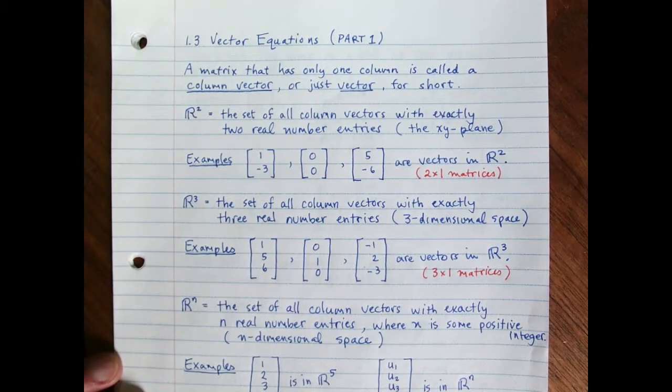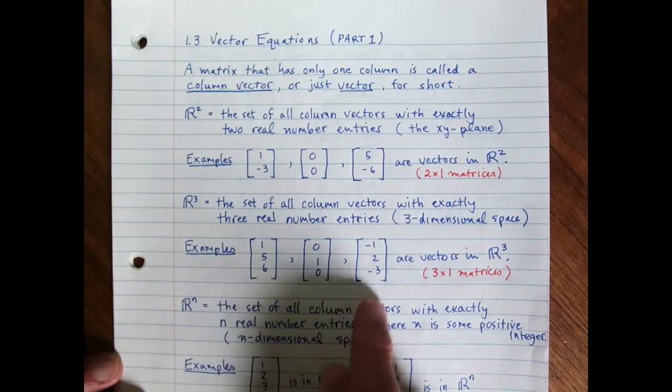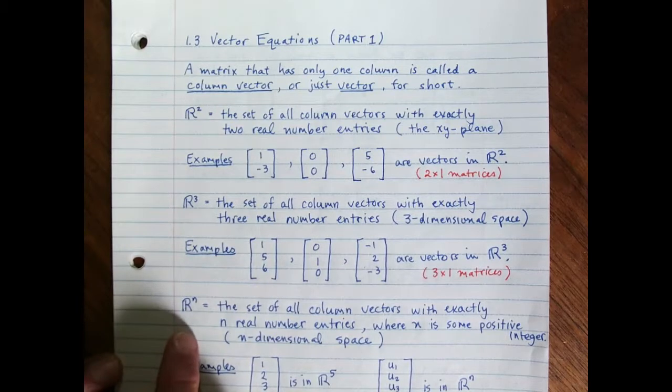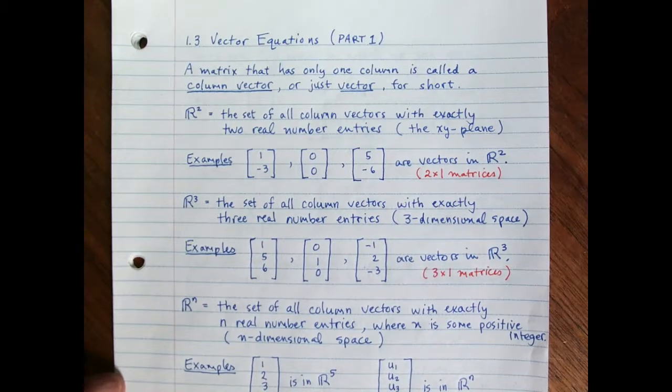R3 is the set of all column vectors with exactly three real number entries, and R3 is basically three-dimensional space. Here are some examples written as column vectors, or you could say 3-by-1 matrices. Now, when we say Rn, we're just trying to talk about all possible dimensions at one time. In any particular example, n has to have a specific value, but sometimes we like to talk about collectively all possible dimensions, so we say Rn is the set of all column vectors with exactly n real number entries, where n is some positive integer.